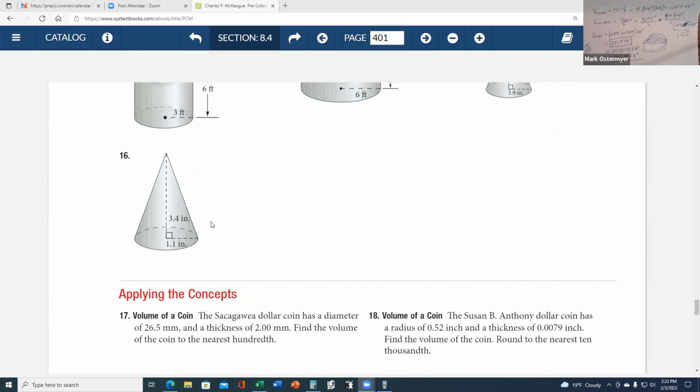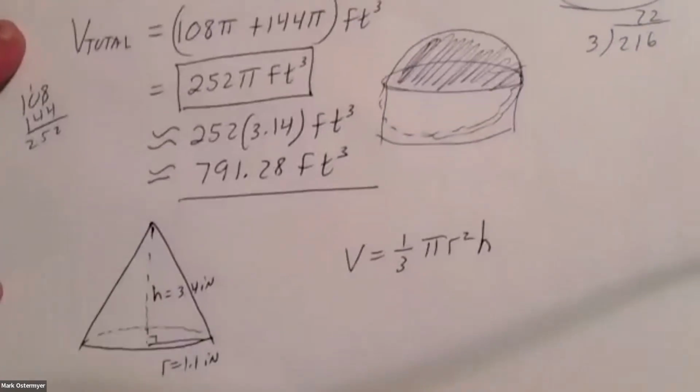All right, how would you find the volume of this cone here? Number 16. Well, we have a formula for the volume of a cone. The volume of a cone is 1/3 times pi r squared times the height. Notice the height of this cone is a perpendicular drop to the circular base of the cone, whose radius measure is 1.1 inches and whose height is 3.4 inches. All we have to do to compute the volume of this cone is plug things into our formula.